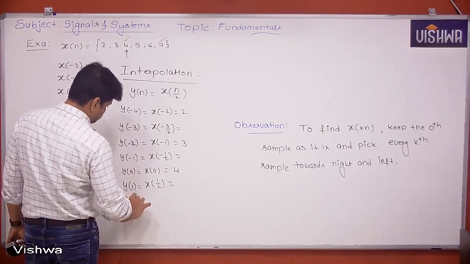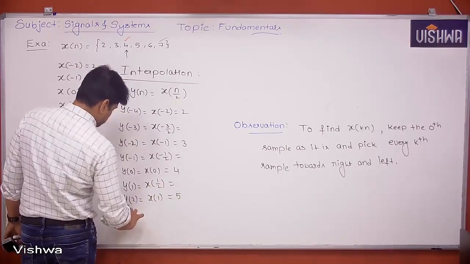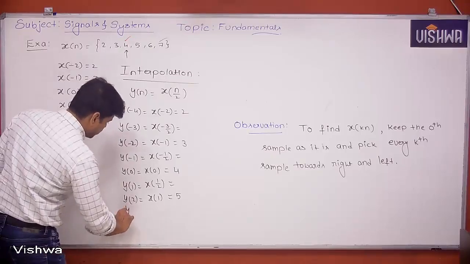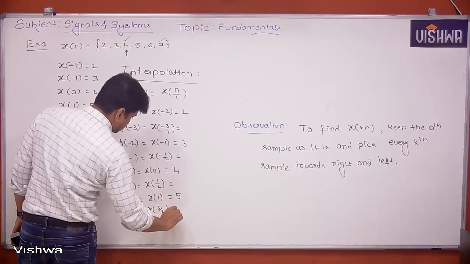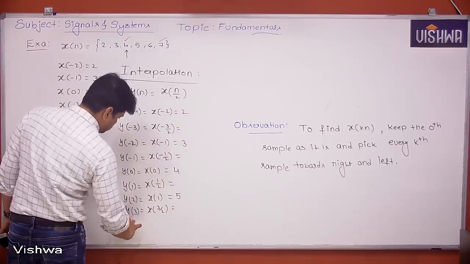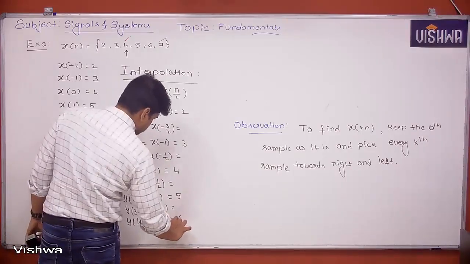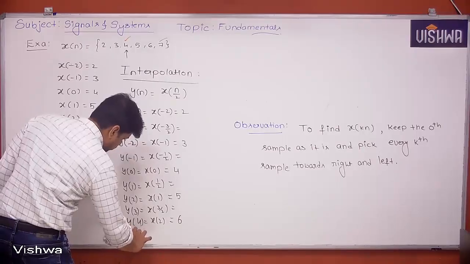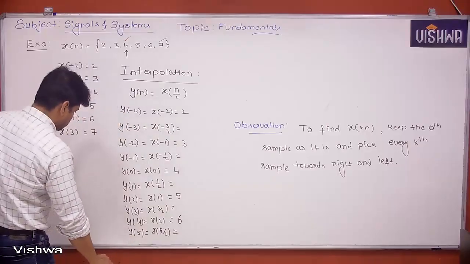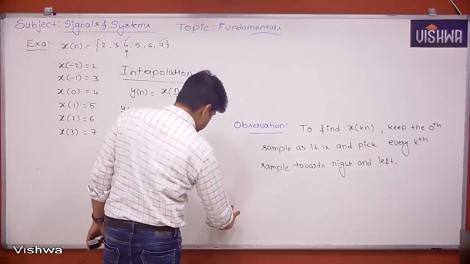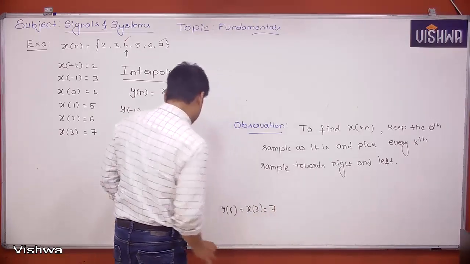Y of 2, x of 1, that is 5. Y of 3, x of 3 by 2. Let's say this value is unknown. Again, y of 4, x of 2, that is 6. Then y of 5, again it is x of 5 by 2, unknown. Next, last sample value, I don't have space. Let's say y of 6, x of 3, which is 7. Okay. Now let's see.